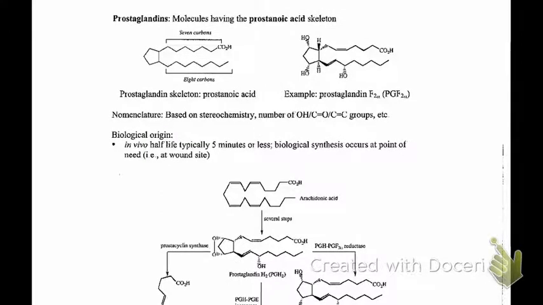Okay, so the fifth lipid we need to talk about are called prostaglandins. These are molecules that have the prostanoic acid skeleton, and that is really the structure you need to know, which is right here. So you don't need to know any specific examples, you just need to know the basic skeleton. And in this basic skeleton, you have a cyclopentane ring. There are 7 carbons attached to carbon 1. Those 7 carbons end in a carboxylic acid. And then at carbon 2 of the cyclopentane derivative, there are 8 carbons. So for prostaglandins, you just need to know the prostanoic acid skeleton structure.